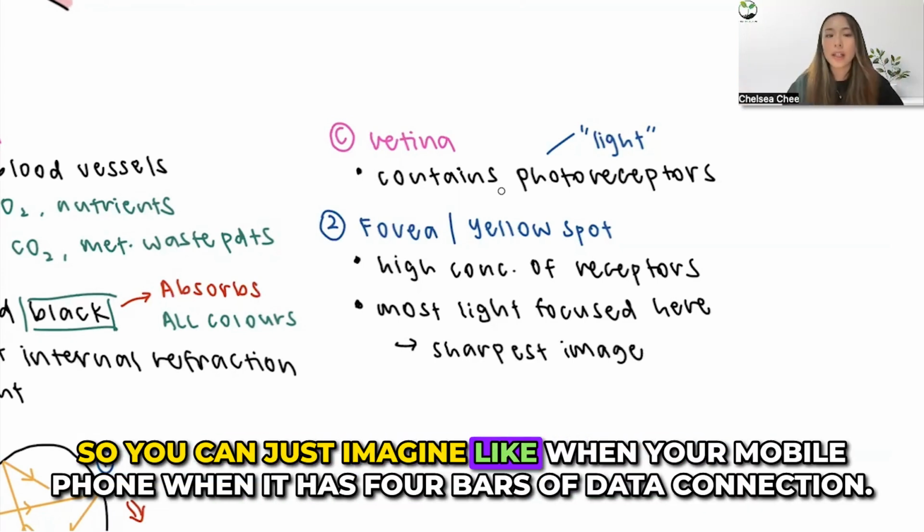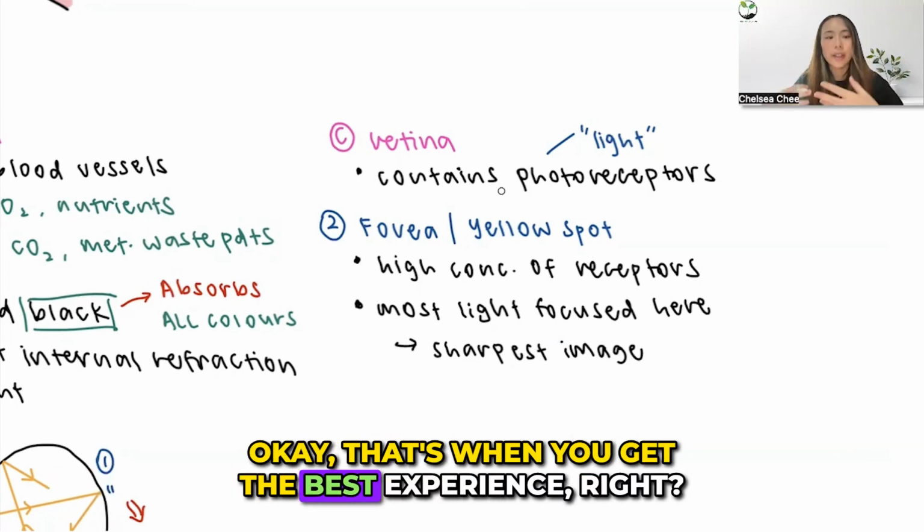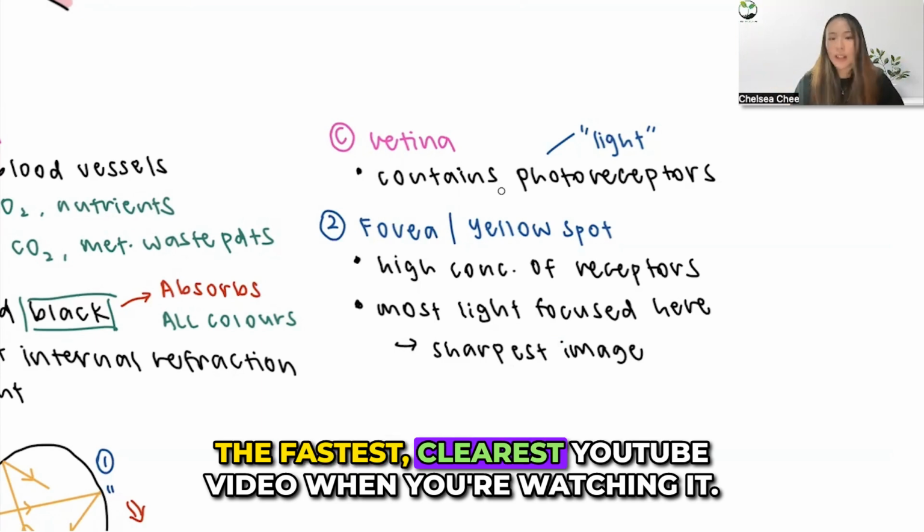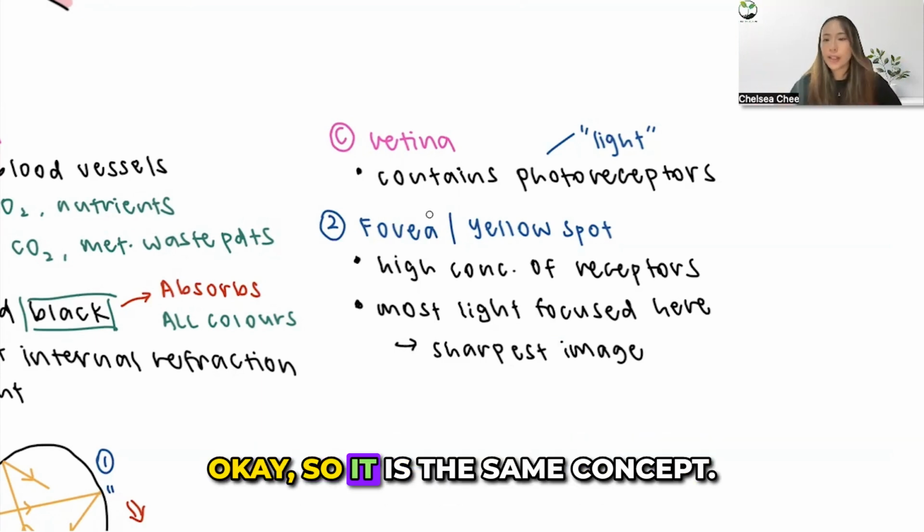So you can just imagine when your mobile phone has 4 bars of data connection, that's when you get the best experience, right? The fastest, clearest YouTube video when you're watching it. So it is the same concept.